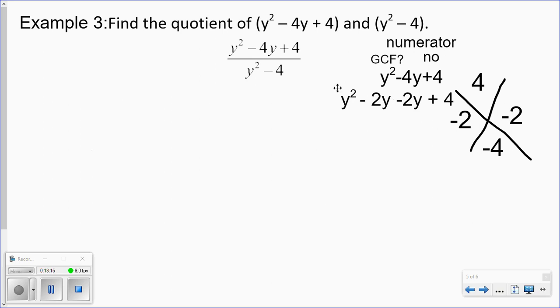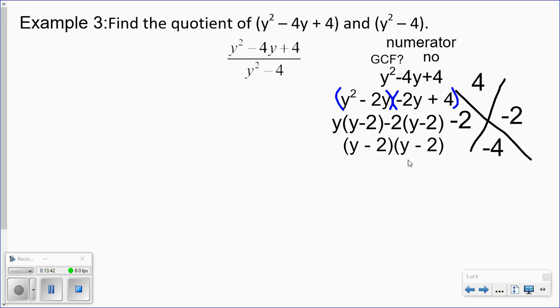So I'm going to go ahead and do my grouping. Group all these together. The first group has a y in common, so I factor that out. I get y minus 2. The second group can be divisible by 2, but I'm going to take out a negative 2 because this one was negative, and I'm left with y minus 2. So my factored form is going to be the y minus 2 they have in common, and the y minus 2 that I pulled out.